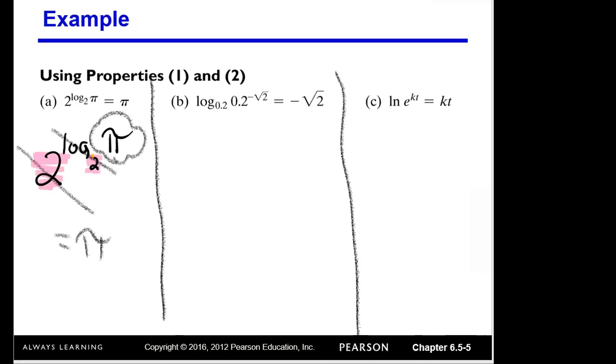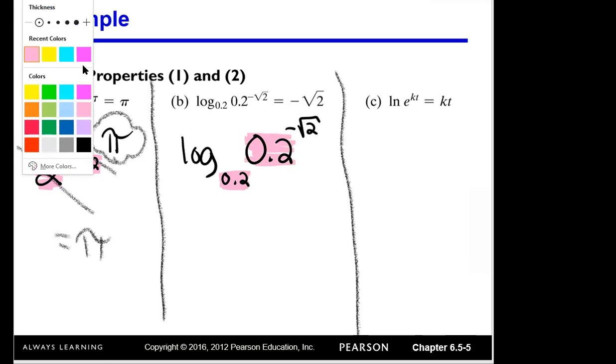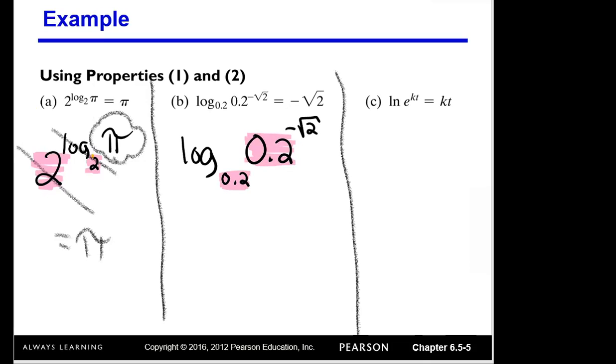And then on the next one, they've got log base 0.2 of a 0.2 raised to the negative square root of 2. If the base on the logarithm equals the base right here, then the answer is just going to be the exponent, because this cancels out. And so you're just left with negative square root of 2.